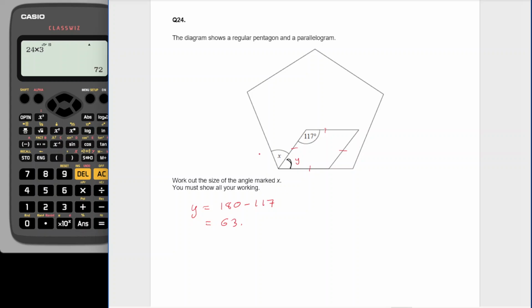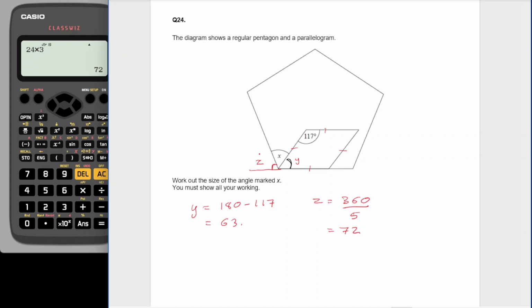Right, now I need to work out the interior angle of the pentagon. The way I'm going to do it is I'm going to work out the exterior angle. So the exterior angle, let's call it Z for now, because I've already used Y. So Z is going to be equal to 360 divided by the number of sides, so divided by 5. So I think that's going to be 72.